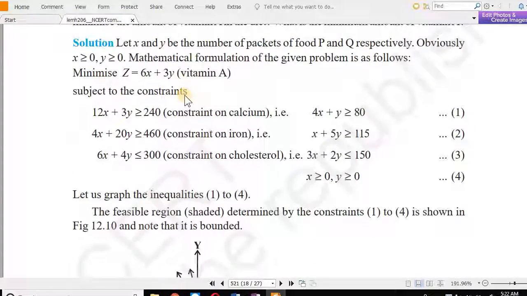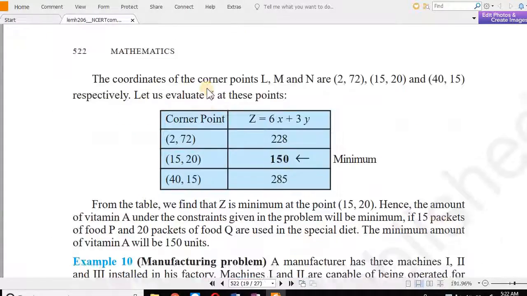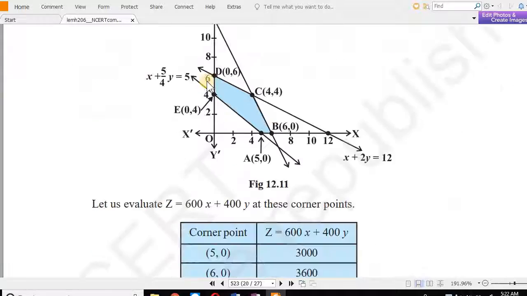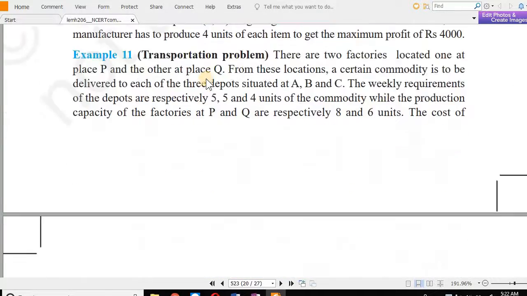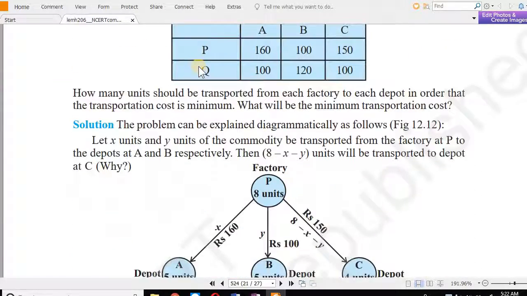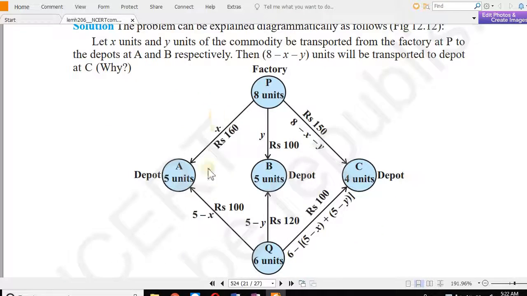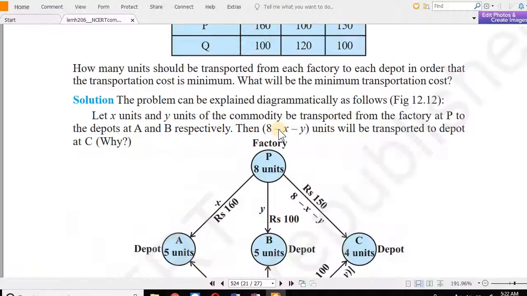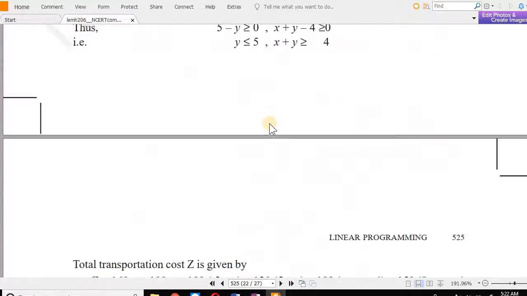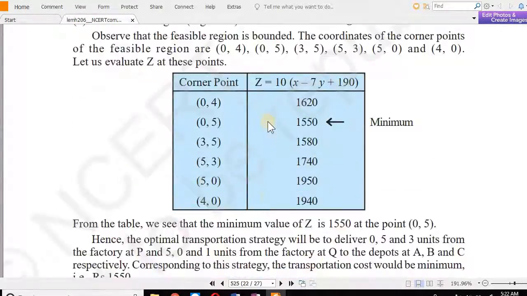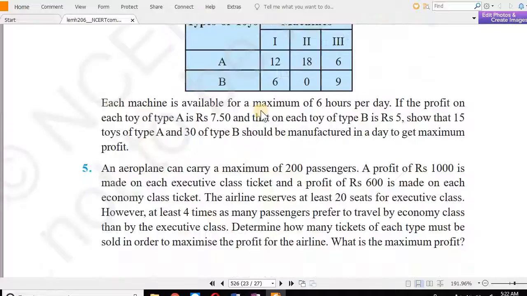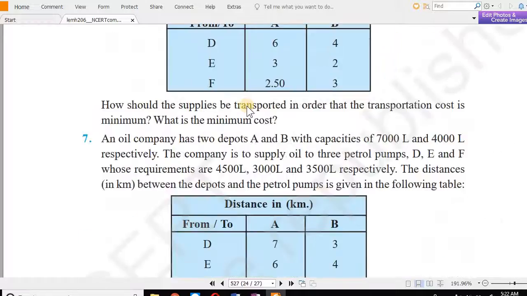So here's a diet problem. Here's a manufacturing problem. Transportation problem. And here's a nice way to diagram it. So you can read through this in detail. It's very clearly explained. And down here is a summary.